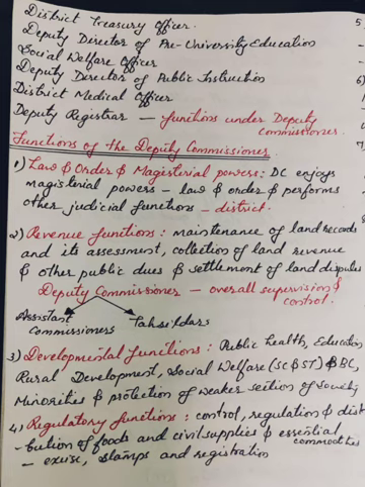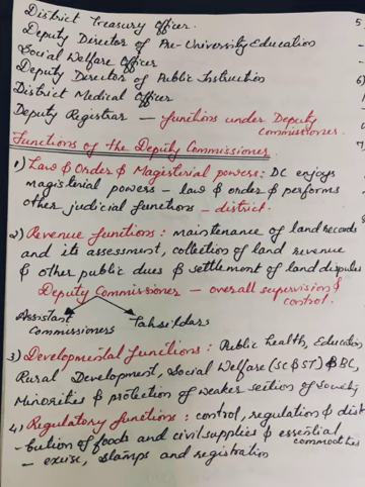The second function of DC is revenue function. This function includes maintenance of land records and their assessment, collection of land revenue and other public dues, and settlement of land disputes. Assistant commissioners and tahsildars work under the overall supervision and control of the DC or deputy commissioner.